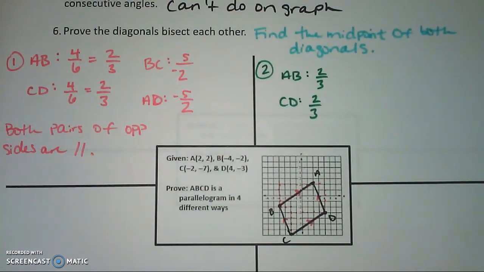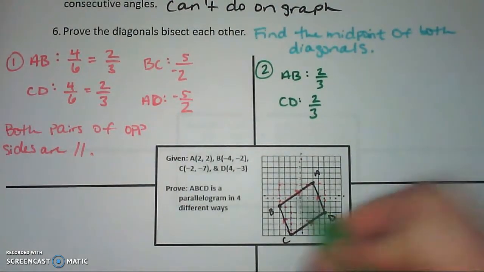So we've got definitely one pair of opposite sides that are parallel. Now we're just going to see if those pairs of opposite sides are also congruent to each other. So we could do it one of 2 ways. We could use the Pythagorean theorem in helping us find the length of AB and CD.